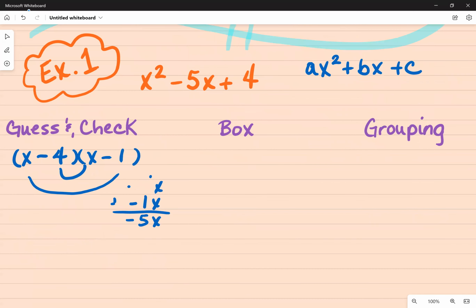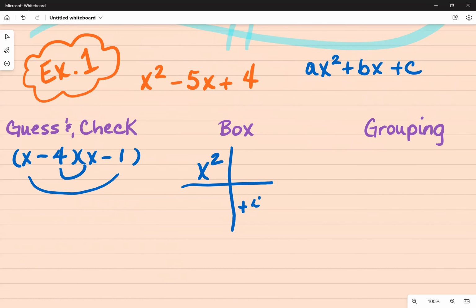My other method is my box method. The box method tells me that what I'm going to do is put that first term inside of the first box. So let's go ahead and set this box up. My first term is x squared, and my last term is a +4, and it's going to go in the last box. What I'm looking to do is multiply my A times my C. And again, my A is what's in front of x squared. If there's nothing there that you can see, it's understood to be a 1. So 1 times 4, again, is 4.